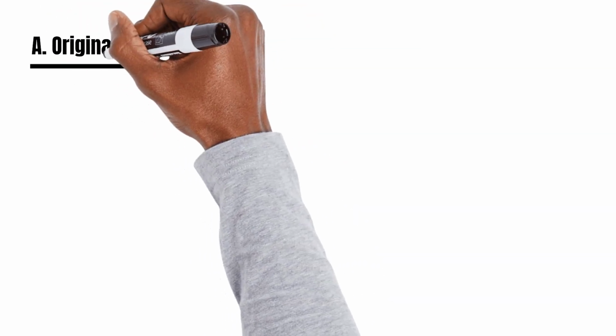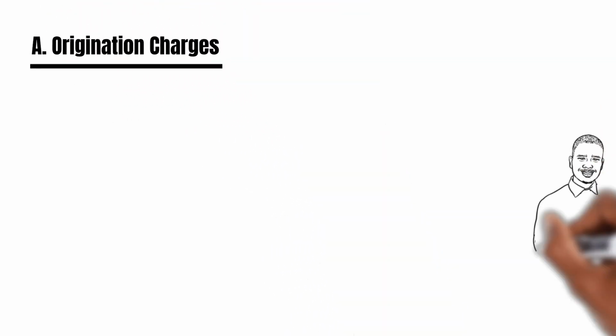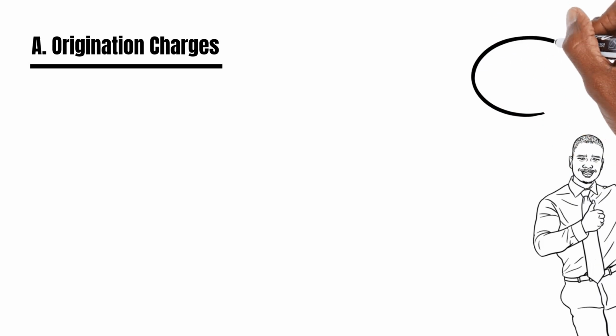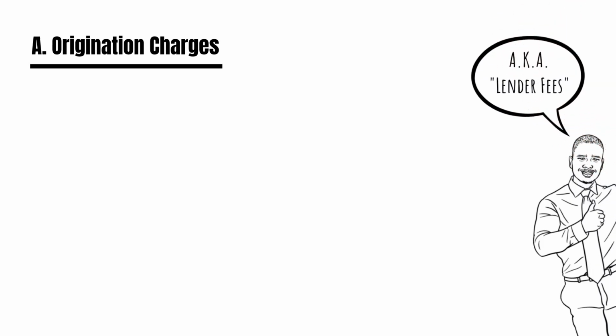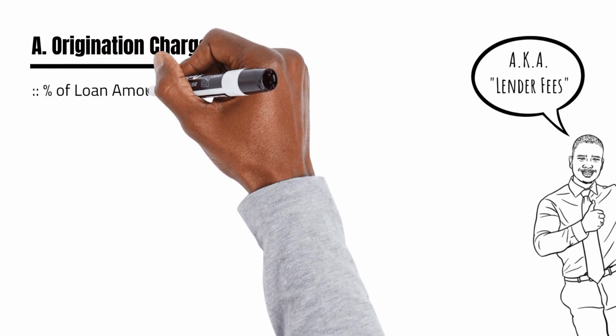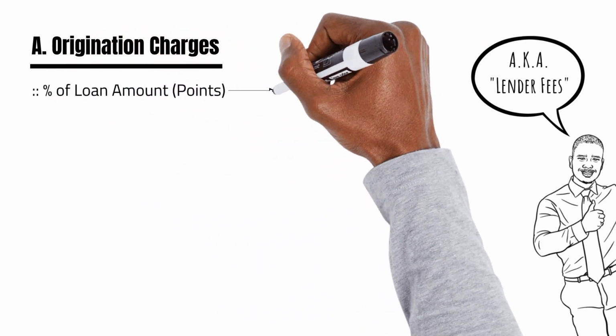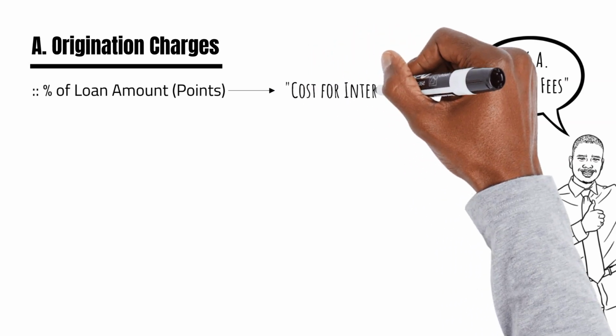So let's start with Section A. Section A is called origination charges. Another name for that is basically lender fees. This is where the originator/lender is charging you for their services. So the first thing you'll typically see here is the percentage of loan amount associated with the interest rate. This is the cost for the interest rate that you're getting.